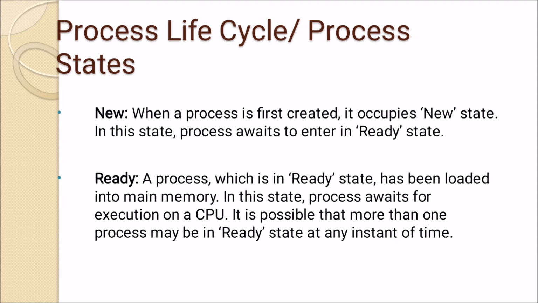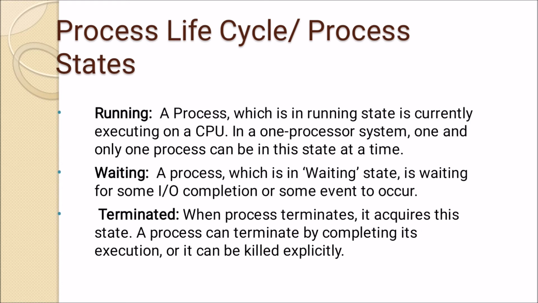In this state, the process awaits execution on a CPU. It is possible that more than one process may be in the ready state at any instant of time, but in the running state there is only a single process. A process in the running state is currently executing on a CPU, and in a one-processor system, one and only one process can be in this state at a time. The next one is waiting. A process in the waiting state is waiting for some IO completion or some event to occur.